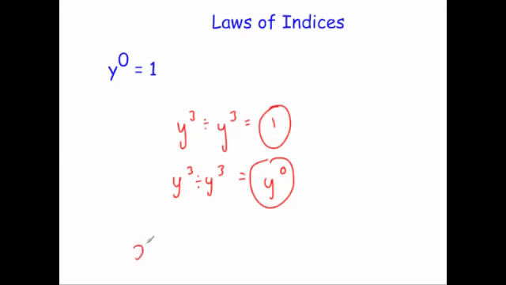So for instance, if you had x to the power of 0, it's 1. If you had 10 to the power of 0, it's equal to 1. If you get 25 to the power of 0, it's equal to 1. Okay? So any number to the power of 0 is 1.